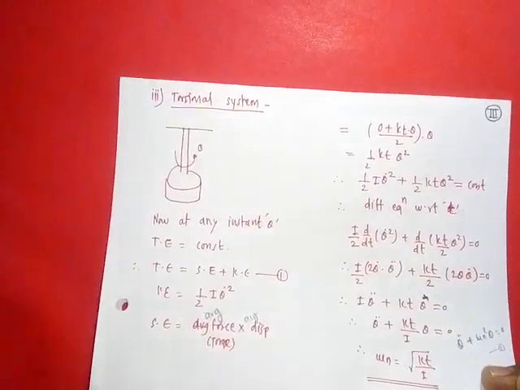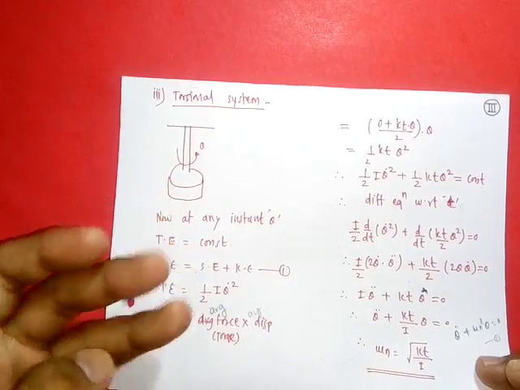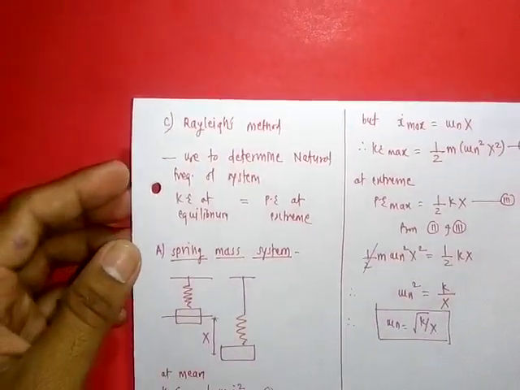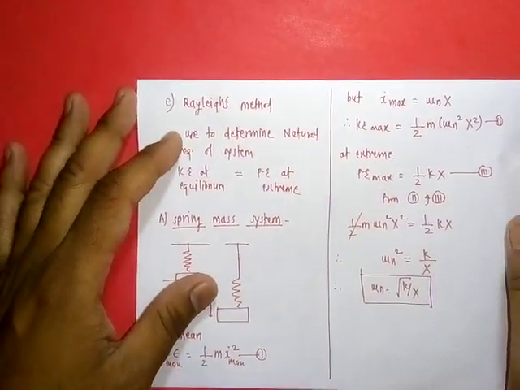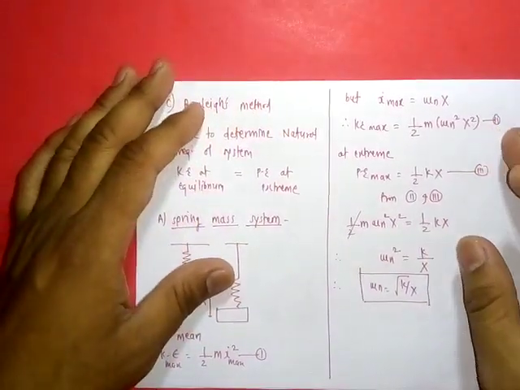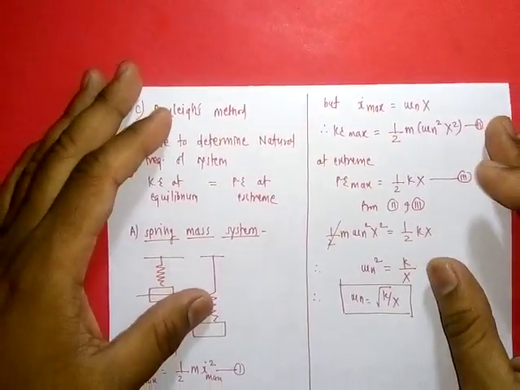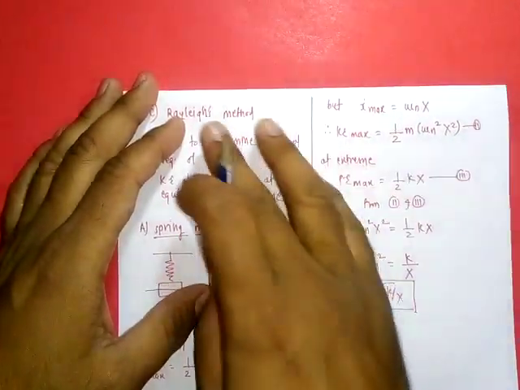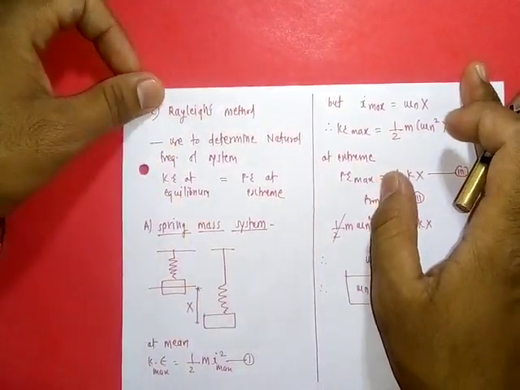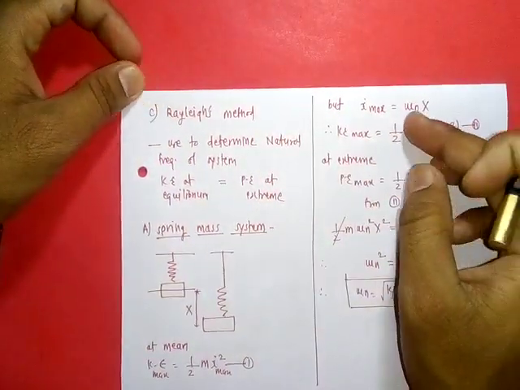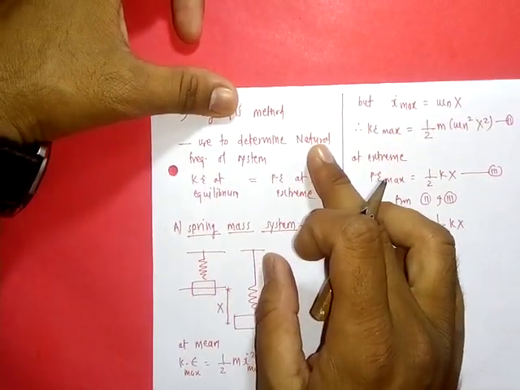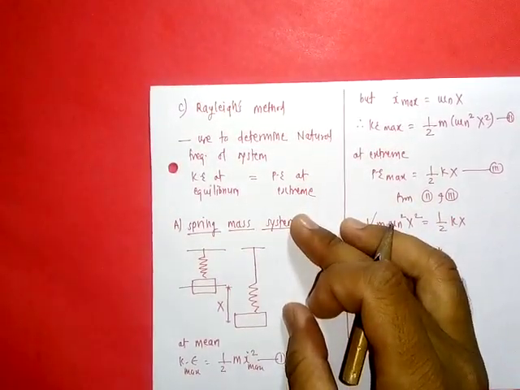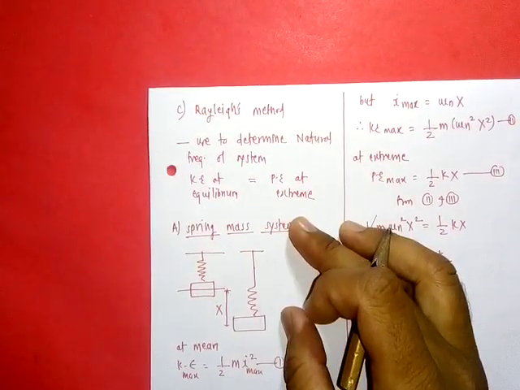So this is the energy method for longitudinal vibration, transverse vibration and torsional vibrations. The next is Rayleigh's method. This Rayleigh's method is used to find natural frequencies. By Rayleigh's method we will not get any equation for the system. It only gives natural frequency, so it is used to determine the natural frequency of the system.